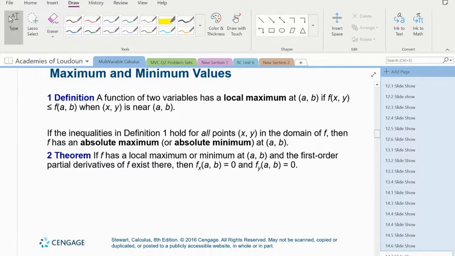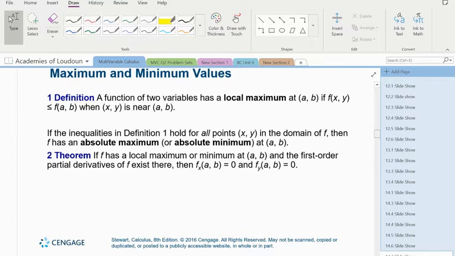So here is the maximum portion of the definition. Theorem 2 says that if f has a local maximum or a minimum at (a, b), and the first-order partial derivatives exist there, then our partial derivative with respect to x at (a, b) is equal to 0, and the partial derivative with respect to y at (a, b) is equal to 0.